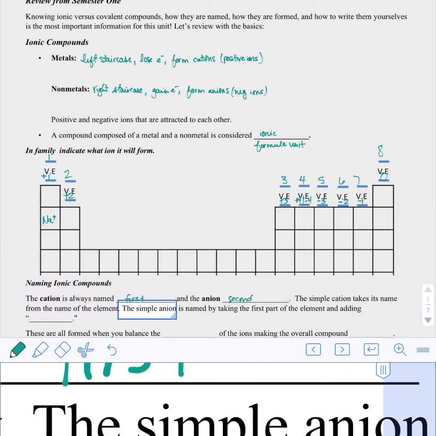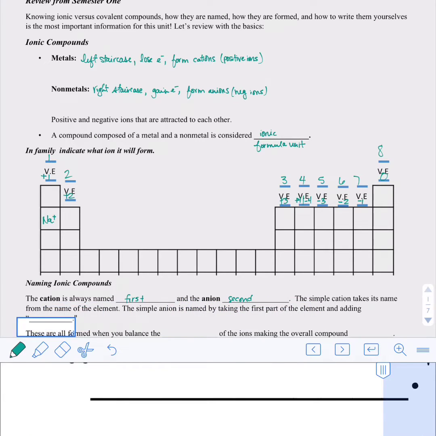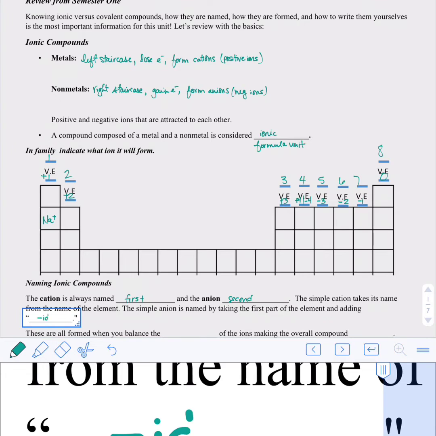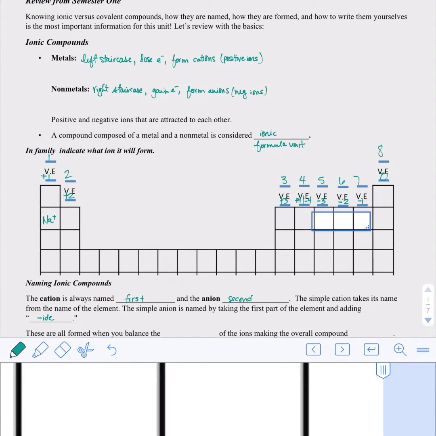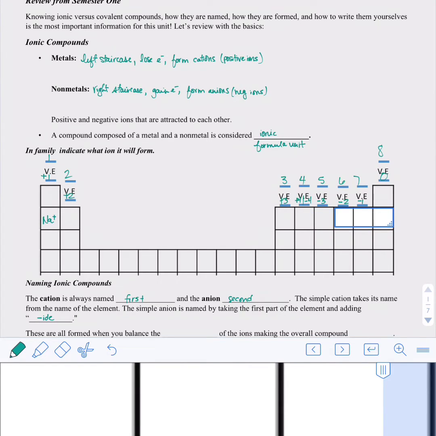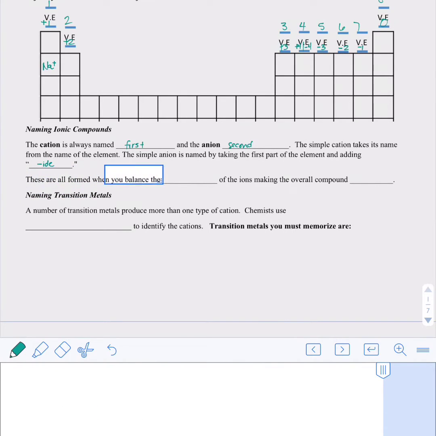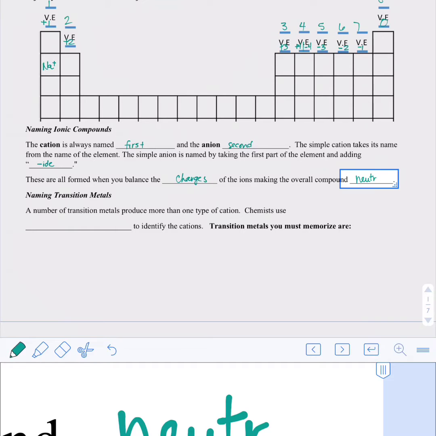The simple anion is named by taking the first part of the element name and adding the suffix "ide." So we're going to replace the ending of the anion with "ide." One example would be oxide. This is oxygen, but it's oxide. Or fluorine, fluoride. So don't forget that. These are all formed when you balance the charges of the ions. So you have to balance the charges to make sure the overall compound is neutral. And again, hopefully this is just review.